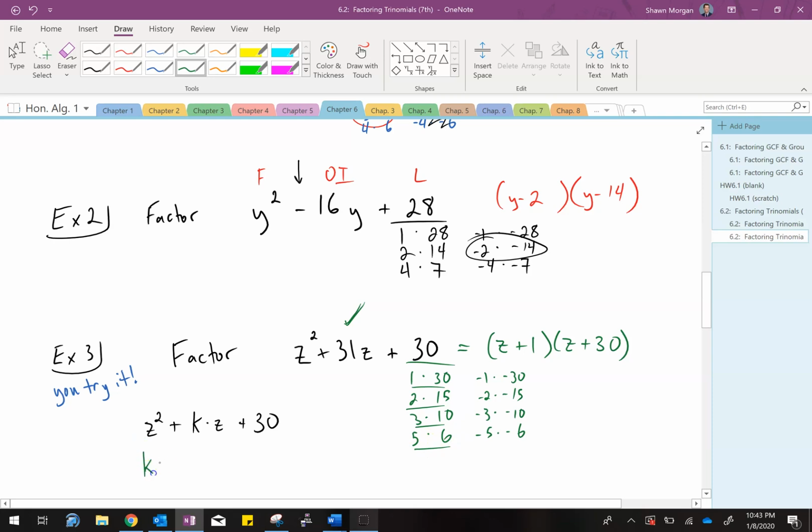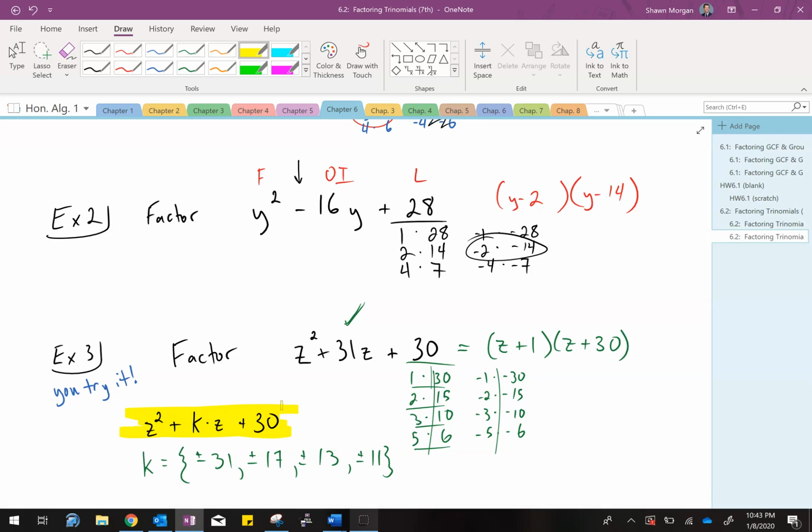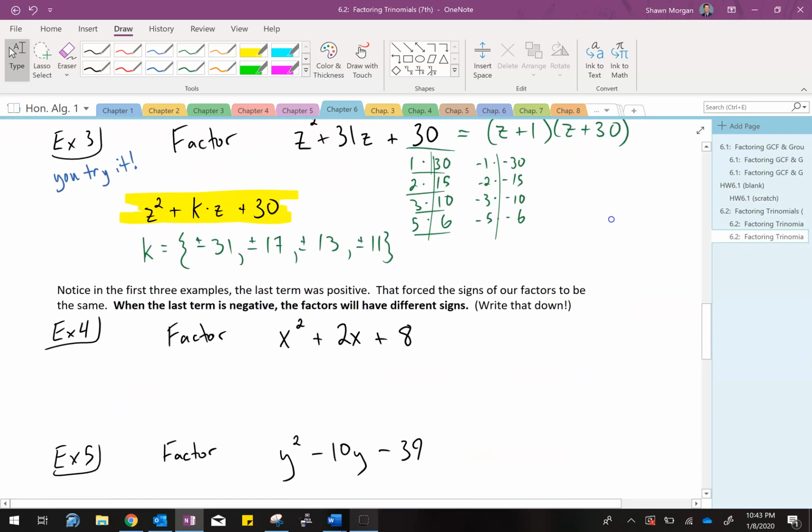So we would say, as far as k goes, k could be positive or negative 31, positive or negative 17, positive or negative 13, and positive or negative 11. And the reason we're doing positive or negative is because you've got the two rows of factor pairs right there to choose from. So I would, if I were you, make a note of this little side example here. This is making you think on a higher level, as it's not just a rote memorization of how to factor.